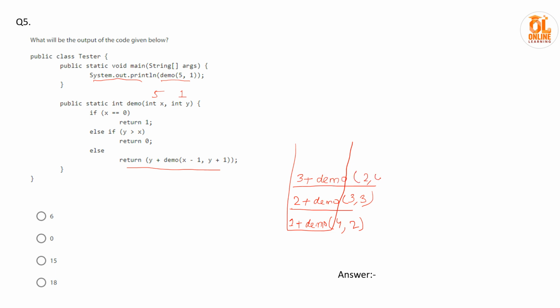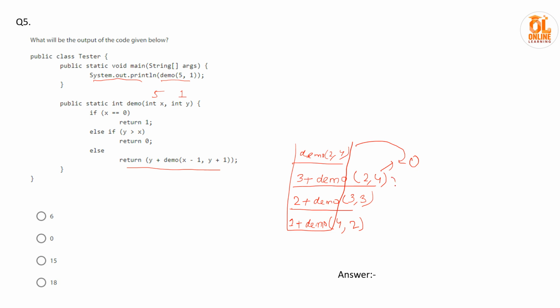(2, 4). Now see that y is greater than x. Now this condition will get satisfied when we call demo(2, 4). When demo(2, 4) is called, this will get satisfied and it will return 0. So it will return 0 here. So now what this condition will return, it will return 3 plus 0.